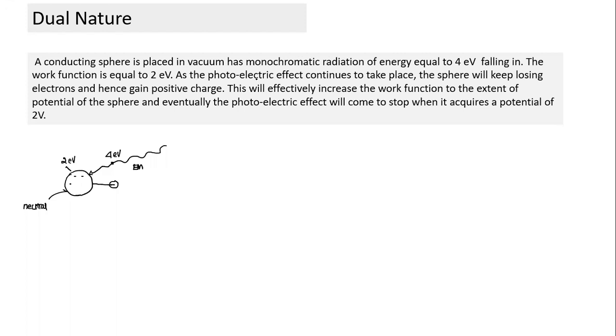As the photoelectric effect continues to take place, the sphere will keep losing electrons. Hence it will acquire positive charge. It makes sense. So the charge on the sphere Q will equal the number of photoelectrons emitted times e. As time goes on, n keeps increasing, so the charge of the conducting sphere also keeps increasing. The net charge will lie on the surface, and it will acquire a certain potential.